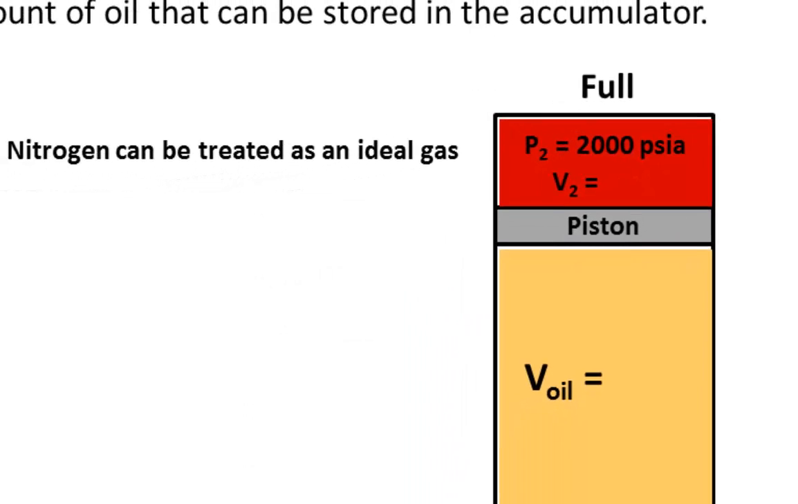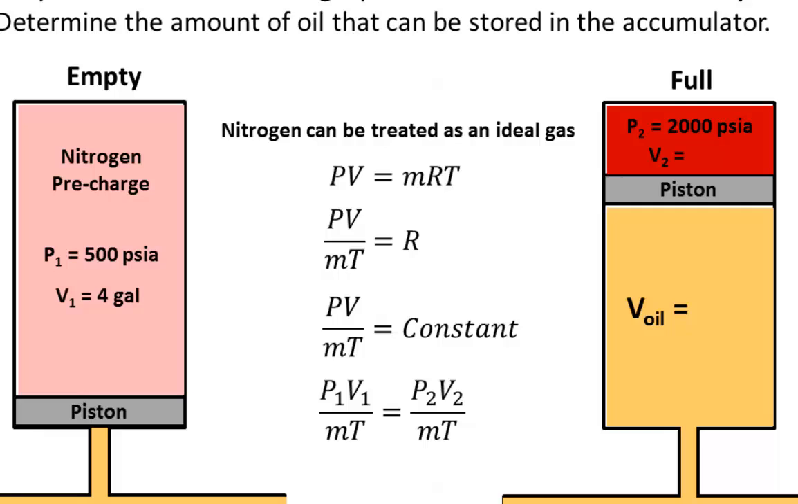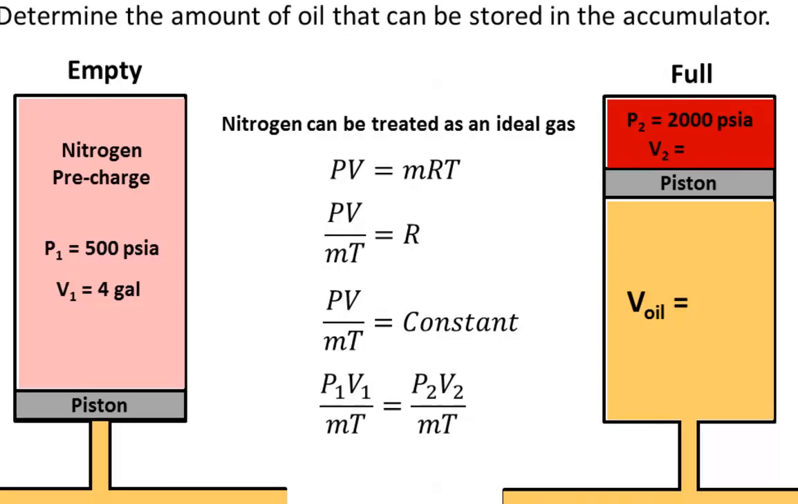We can treat the nitrogen as an ideal gas. The ideal gas equation, PV equals mRT, we can rearrange that. PV divided by mT equals R, and R is the gas constant. So R is a constant. PV divided by mT equals a constant. P1 V1 over mT is going to be the same as P2 V2 over mT.